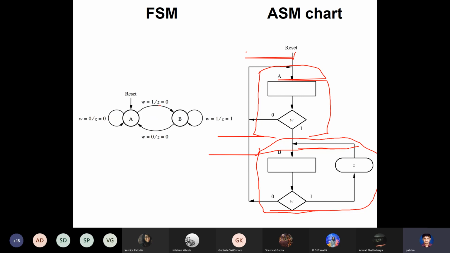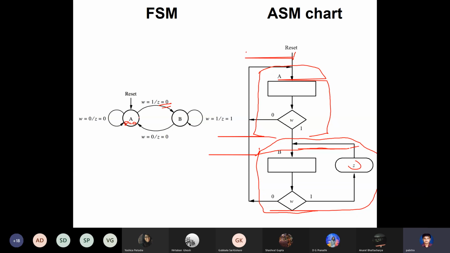But note that the output is conditional. The output is not at a state. The output is on an input. So what this means is that you need a conditional output block. So this is Z, a conditional output block.